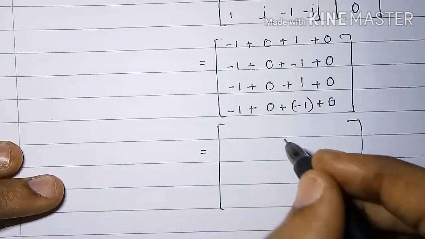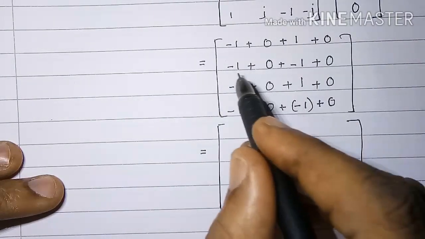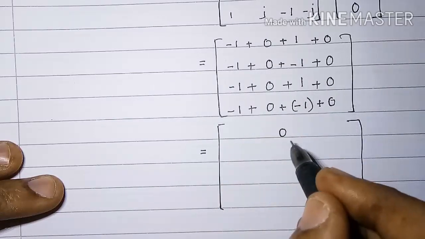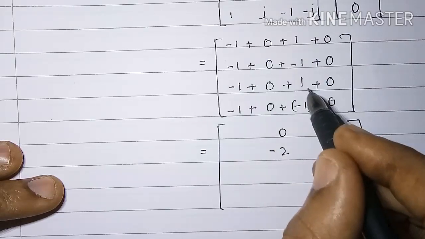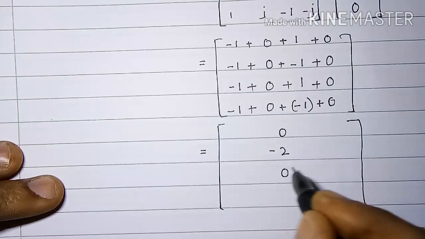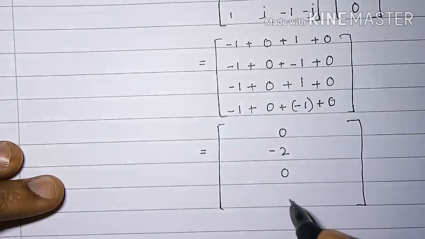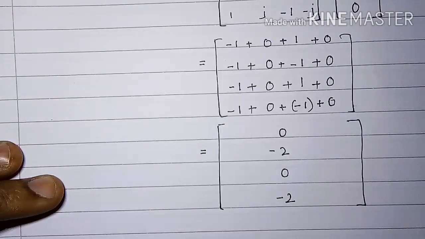Minus 1 plus 1, we get 0. Minus 1 minus 1, we get minus 2. Minus 1 plus 1, again 0. Minus 1 plus minus 1, minus 2.